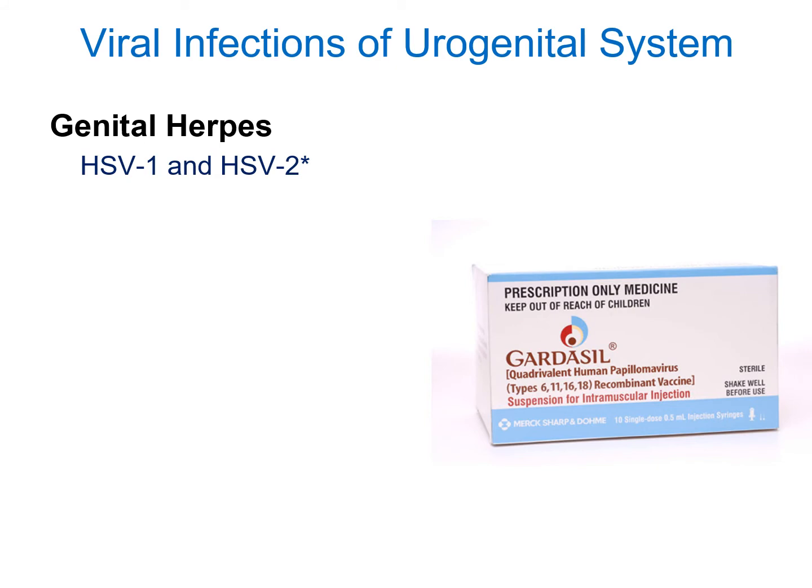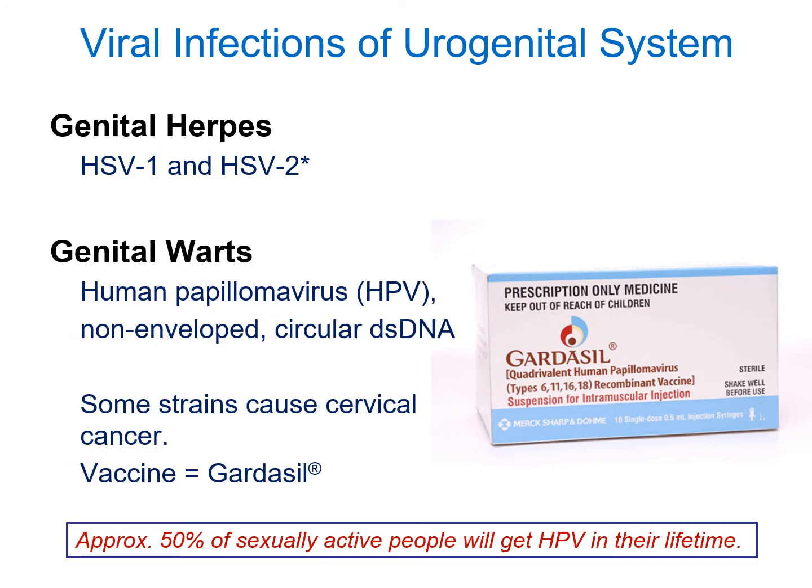Moving on to viral infections of the urogenital system. We've got genital herpes. Remember, that can be caused by HSV1 more commonly, but also by HSV2. We've got genital warts that are caused by HPV. We talked about this when we talked about viruses. Remember, this is a non-enveloped, circular, double-stranded DNA virus. And we do have vaccines for this. It's very common. So a very common STI, estimated that perhaps as many as half of all sexually active people will get this at some point in their life.